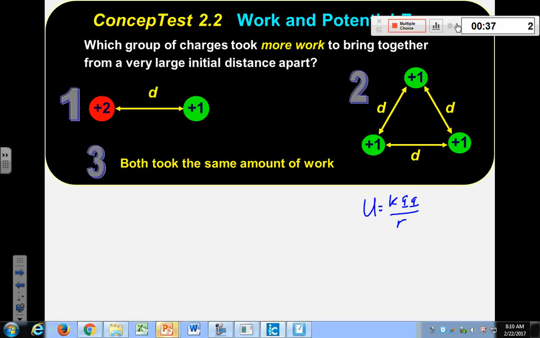So when you have these configurations of charges, you want to consider each distinct pair of charges. We've done it for masses, we've done it for charges too. But which of these configurations requires more work to bring together, or has the most potential energy in its electronic configuration?